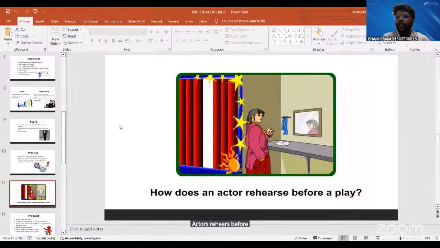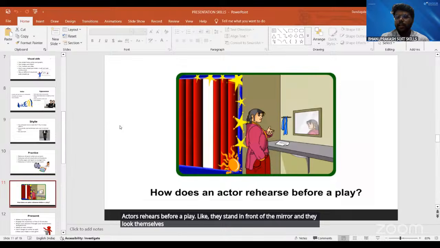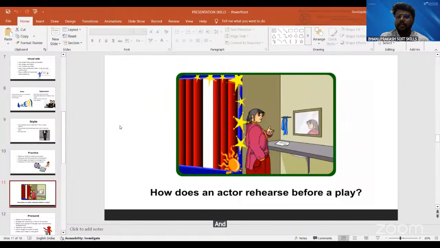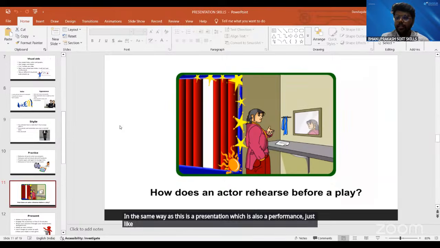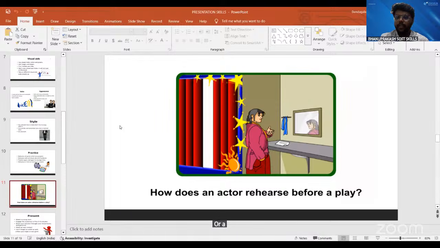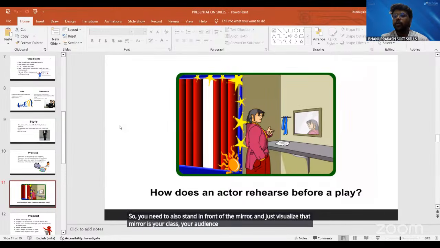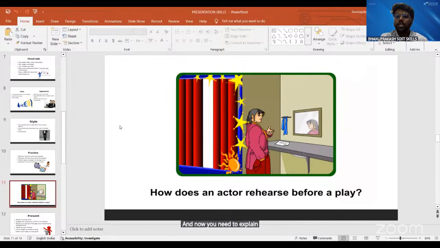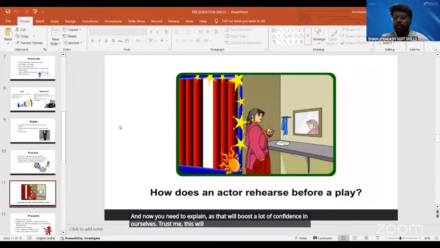Like they stand in front of the mirror and they look at themselves and they deliver these dialogues. In the same way, as this is a presentation, which is also a performance, just like dance or dialogue delivery, you need to also stand in front of the mirror and visualize that the mirror is your class, your audience, and now you need to explain. That will boost a lot of confidence in ourselves. Trust me, this will really work for you.